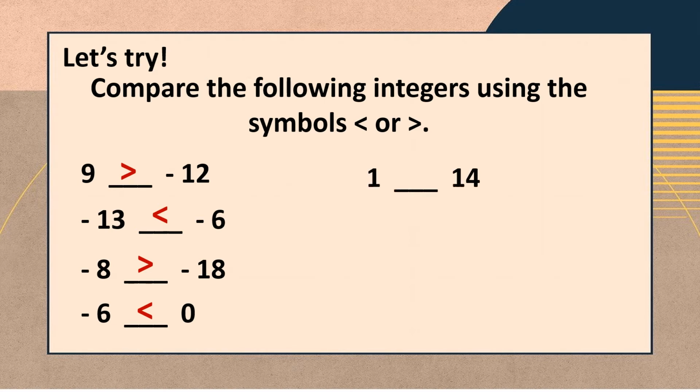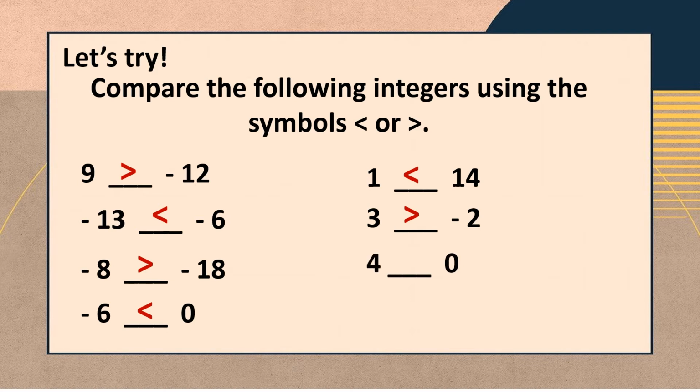Next number is 1 and 14. So we have less than. 1 is less than 14. Next is 3 and negative 2. So the answer is greater than. 3 is greater than negative 2.